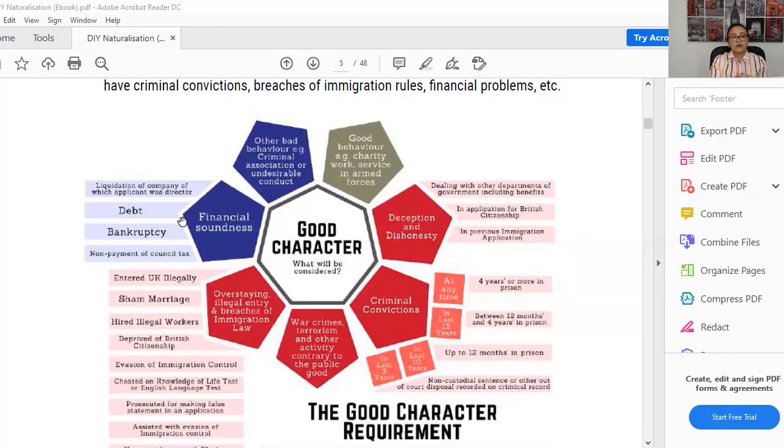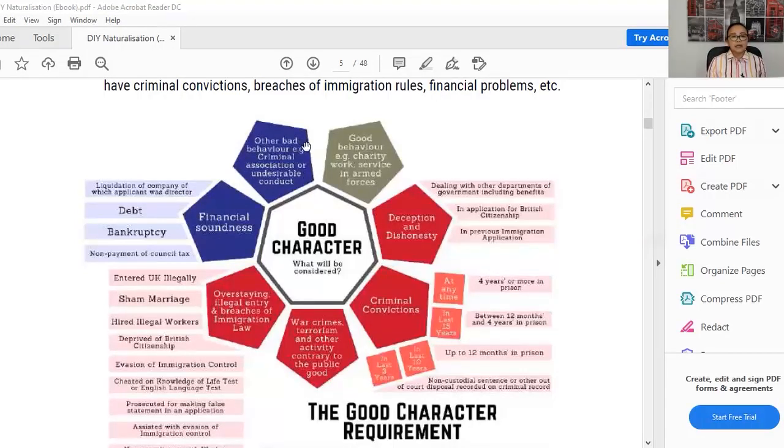So the point I was trying to make is to not get disheartened, or not automatically think that just because you have a county court judgment against you, you will automatically get refused on your application. It really depends on the circumstances, and if you can show that you have paid it already, or are making payment towards it, and there's an agreement in place, then you may be able to convince the Home Office that despite that court order, you have good character.